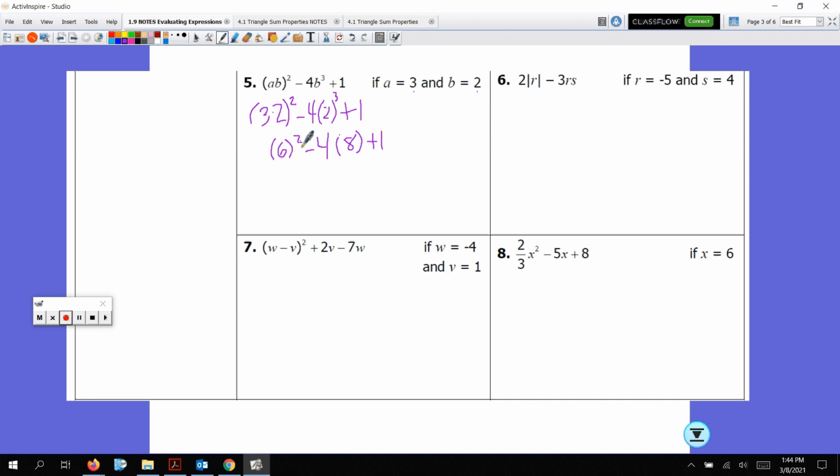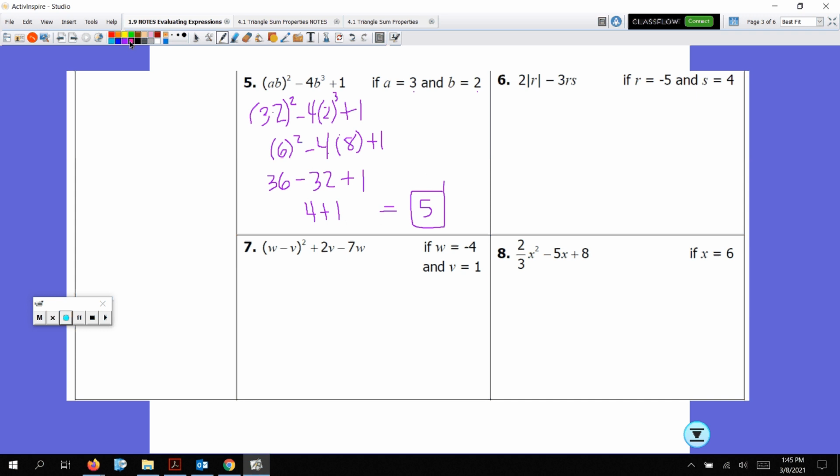Still have an exponent here. We need to figure this out. 6 squared is 36, not 12. Minus 4 times 8, well, that's going to come here next. That's 32 plus 1. Now I just have addition and subtraction. We're just going to go left to right. 36 minus 32 is 4. 4 plus 1 is 5. Fantastic.